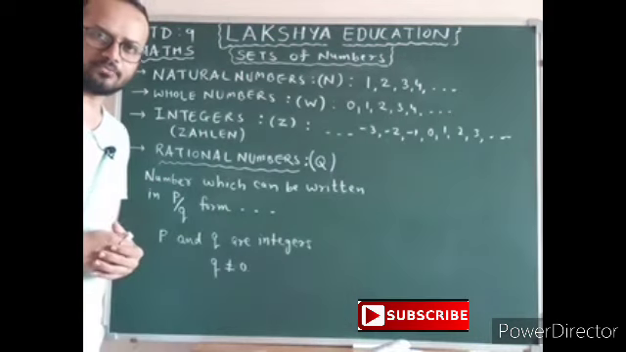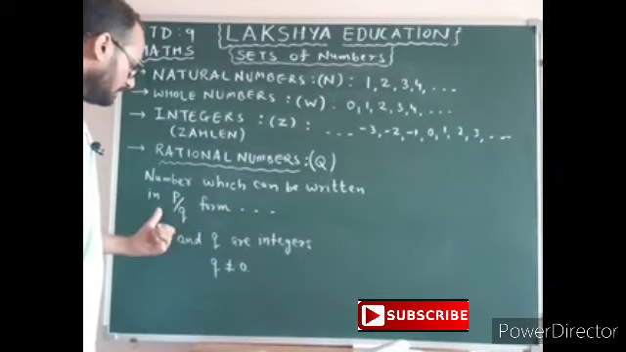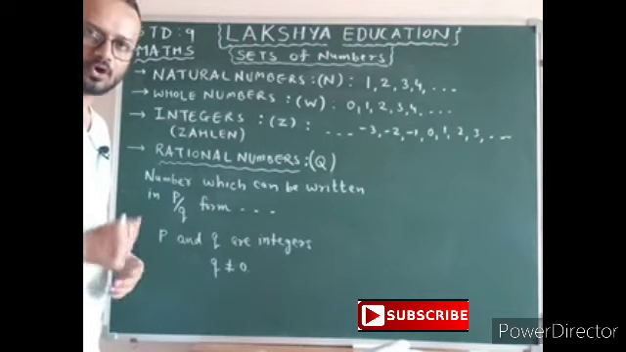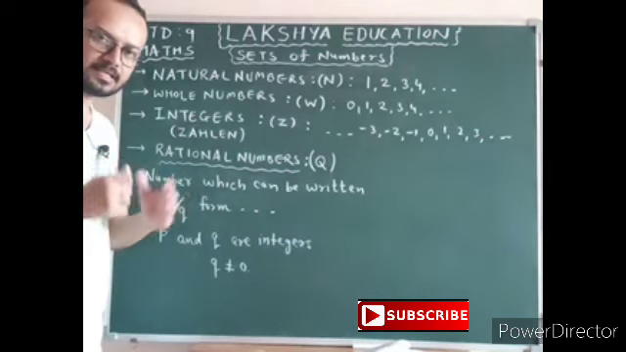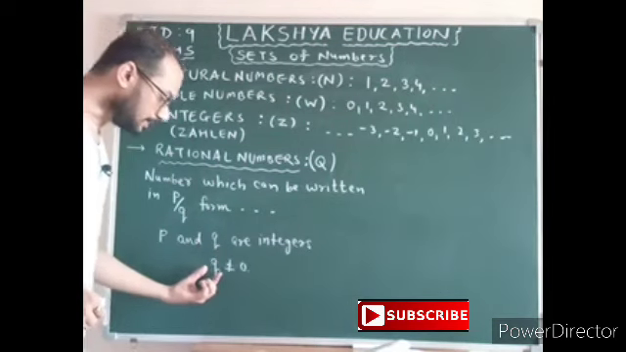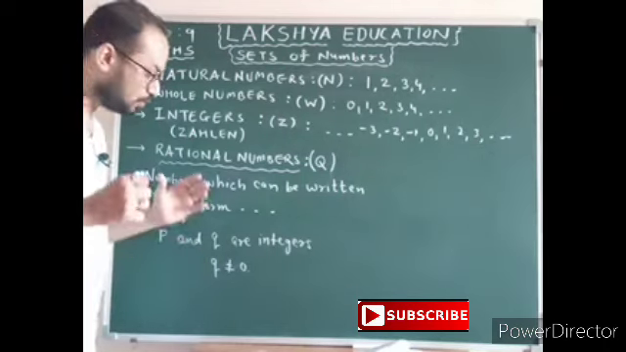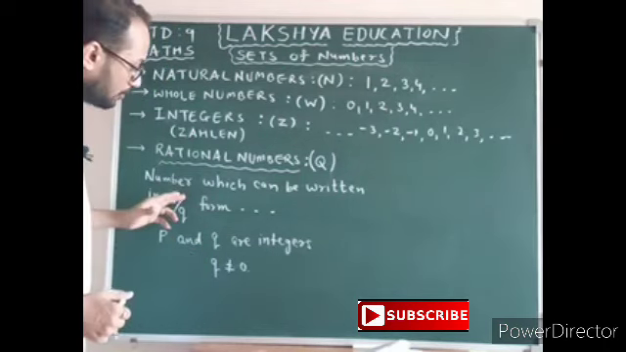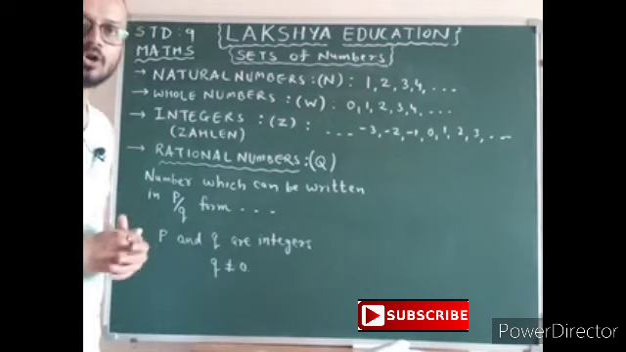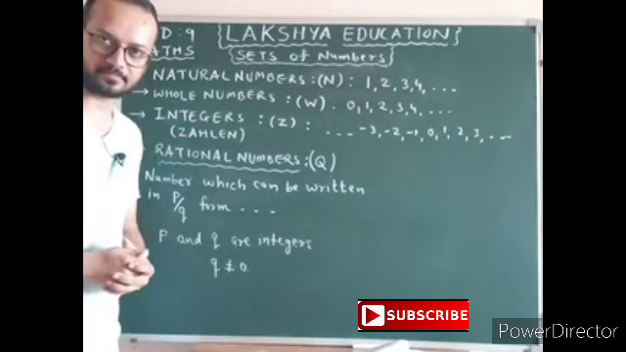The definition of rational numbers is: the number which can be written in p by q form is called a rational number. Here there is a condition, and that is that p and q are integers and the denominator term, that is q, must not be 0. So any number which can be denoted in p by q form is called a rational number. p by q includes all the fractions.